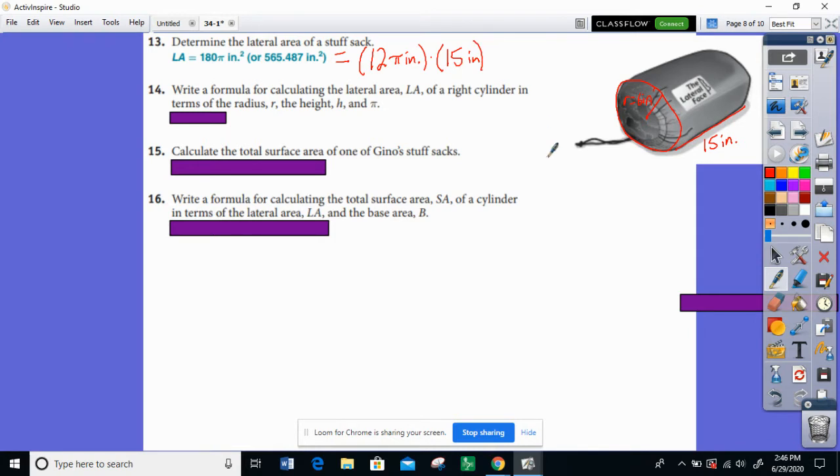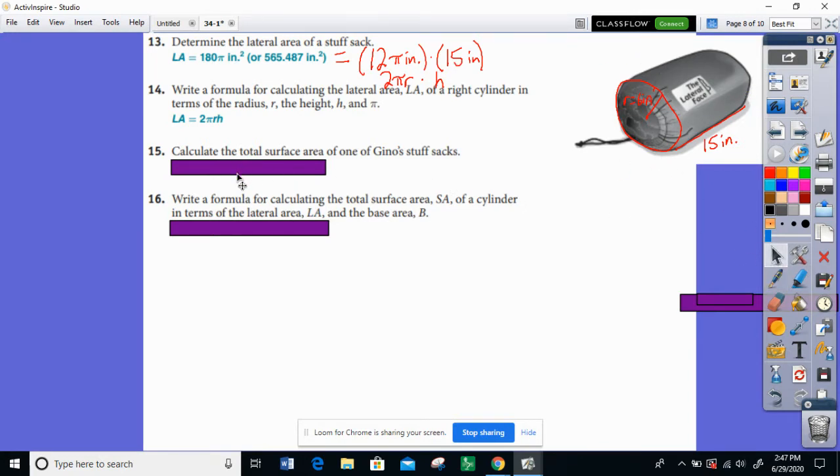So if we write a formula for calculating the lateral area of a right cylinder in terms of the radius r, the height h, and pi, that would be 2 pi r h. Why is that? Because we're multiplying the perimeter of the base, which is the circumference, times the height, which is the 15 inches right here.